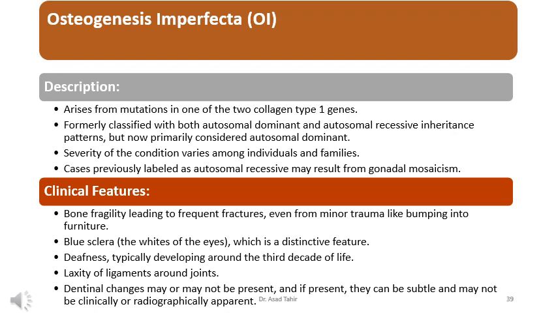Clinical features. Bone fragility leading to frequent fractures, even from minor trauma like bumping into furniture. Blue sclera, the whites of the eyes, which is a distinctive feature. Deafness, typically developing around the third decade of life. Laxity of ligaments around joints. Dentinal changes may or may not be present, and if present, they can be subtle and may not be clinically or radiographically apparent.